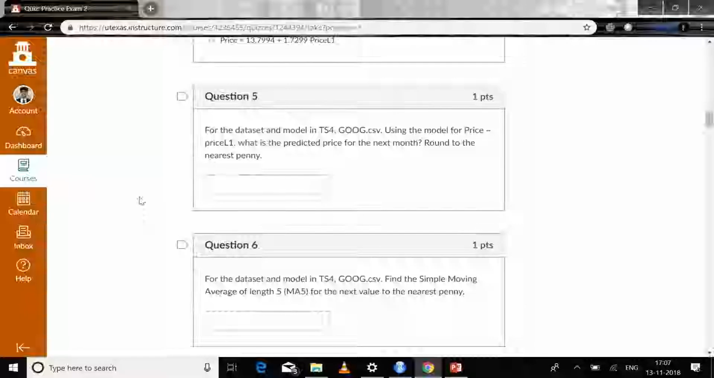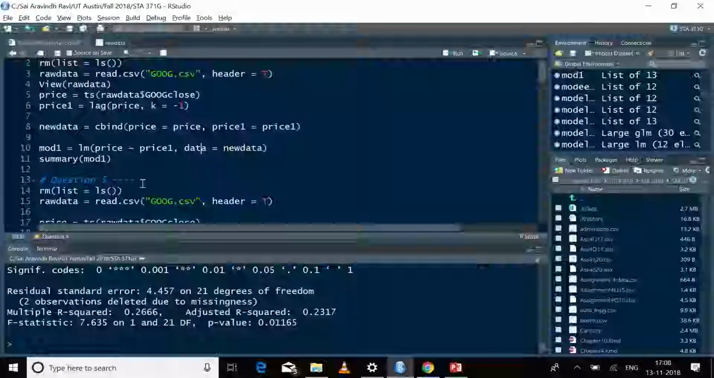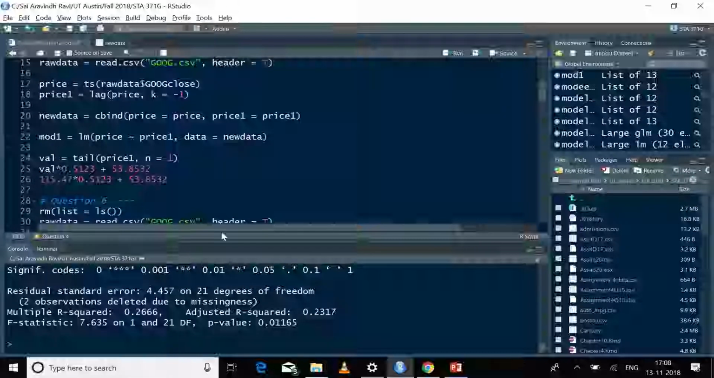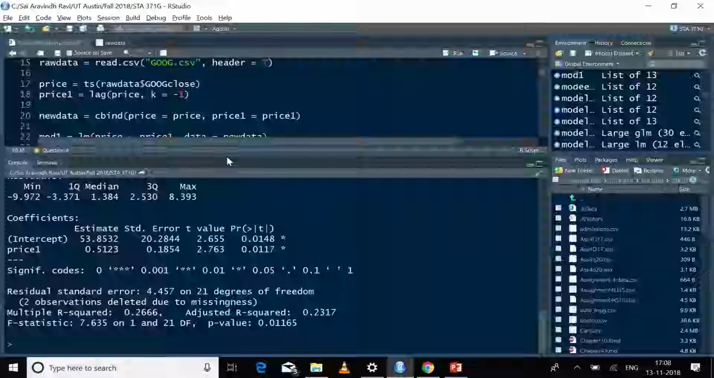It's question 5. It says for the data set and the model in the previous question, using the model for price against price L1, what is the predicted price for the next month, rounded to the nearest penny? Okay, so you have the regression result from here, and it tells me that 53.8532 is my intercept.